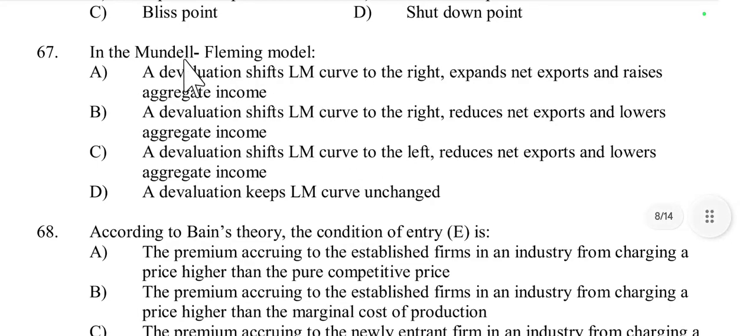Then question number 67, in the Mundell-Fleming model, a devaluation shifts the LM curve to the right. Yes, when devaluation happens, the curve shifts to the right and it expands net export and raises aggregate income. Yes, this is the right statement. I have already discussed this question in a previous part, so this is a repeated question. So option A is right here.